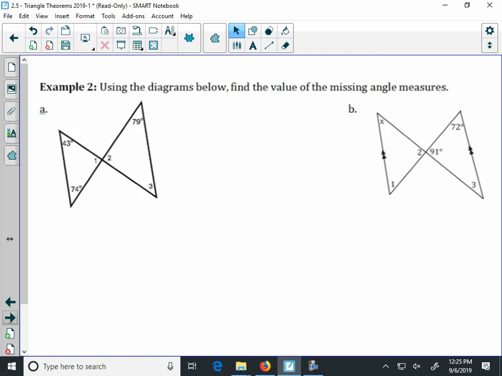I love these type of problems. I like to think of them as little puzzles. Okay? We want to find, in the first one, angle 2, angle 1, and angle 3. Which one can we find first? Angle 1. How can we find angle 1?